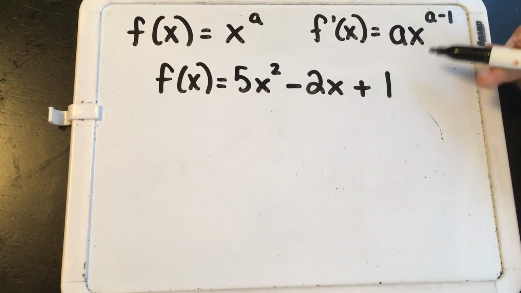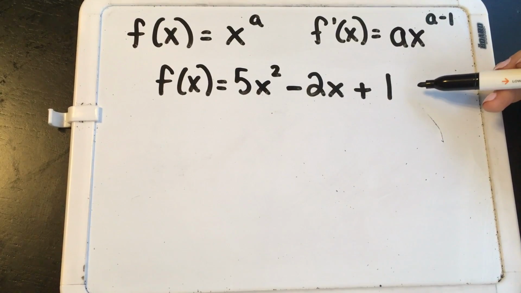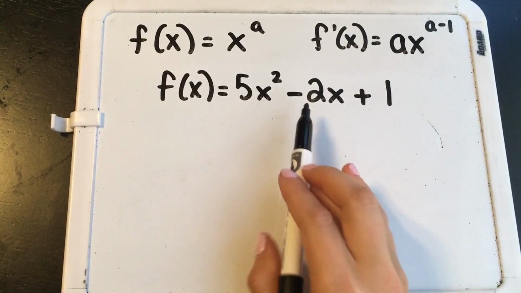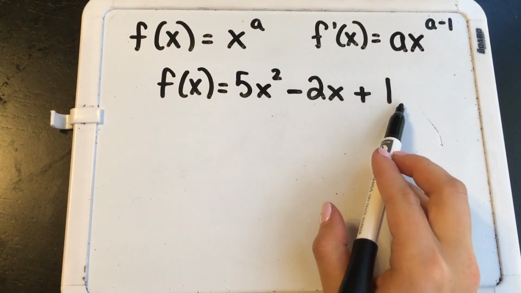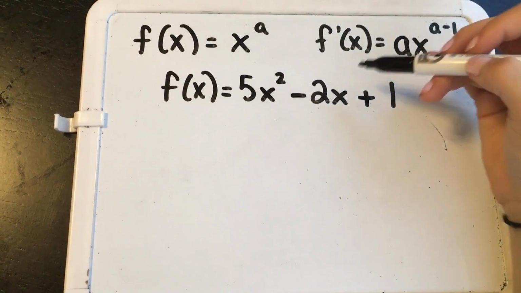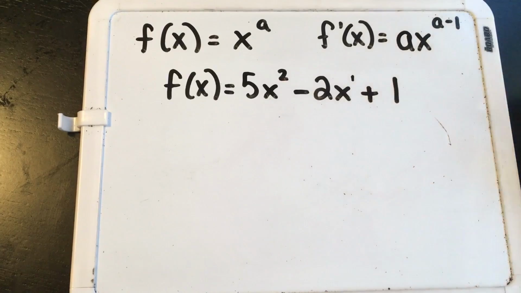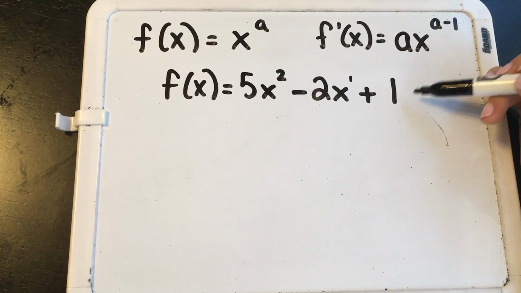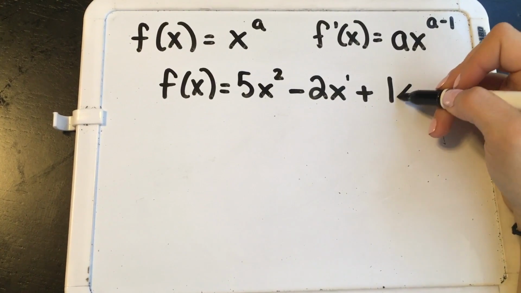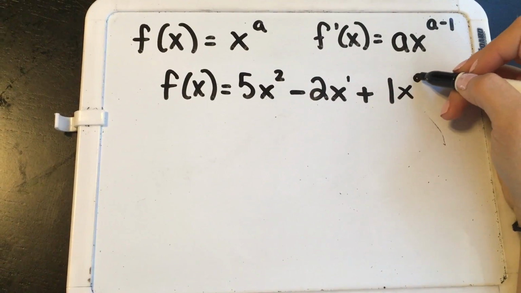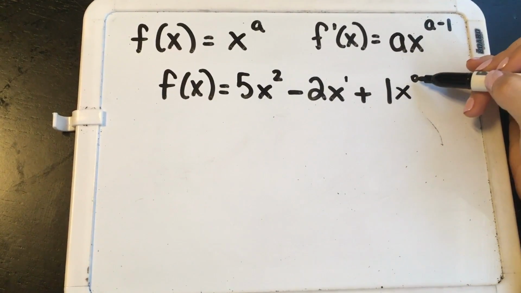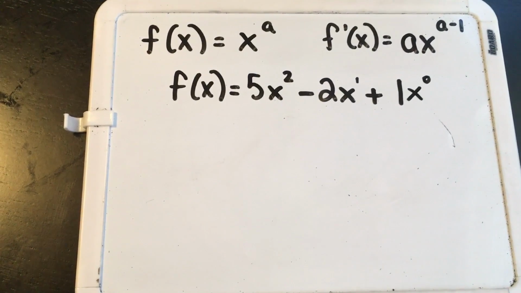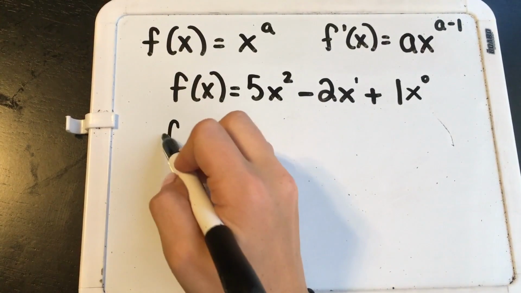Here's an example of a simple quadratic equation that we're going to take the derivative of. 5x squared minus 2x plus 1. Now we have that invisible 1 on the x here. We don't have any x's here. We're going to put an invisible x to the 0 power because x to the 0 power is simply 1. So that doesn't change our equation. Now let's use the power rule to find the derivative.